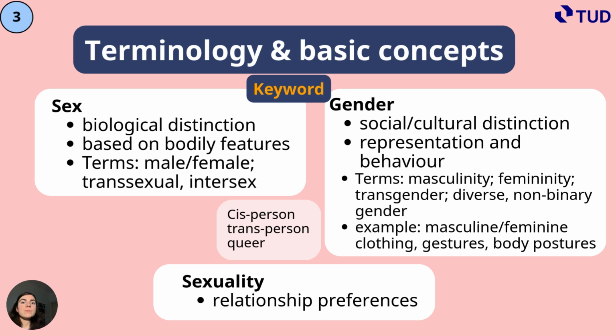Gender, however, would be the social or cultural distinction linked to representation and behavior. So basically, what do we assume to be very typically feminine and masculine? Femininity, masculinity would be the terms here, also transgender, diverse, or non-binary gender. And examples would be clothing, gestures, or body postures.